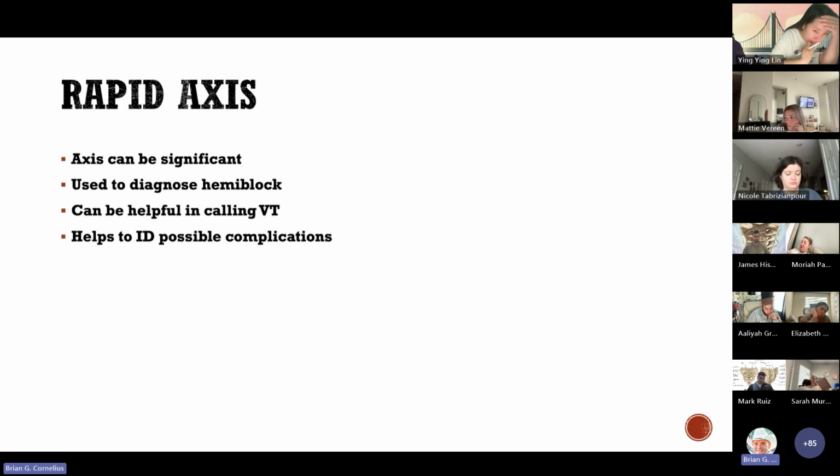So big things we use when we start talking about a hemiblock or a bifascicular block. Those are the patients that we have to be very concerned about giving lidocaine to because they've got a pretty significant impairment through their ventricular conduction system. We can also use that axis determination to try and figure out if this is a patient with potentially atrial fibrillation with some sort of aberrant conduction, or if this is actually a ventricular tachycardia.